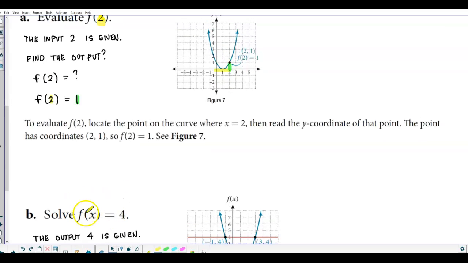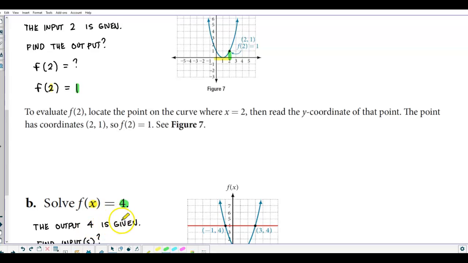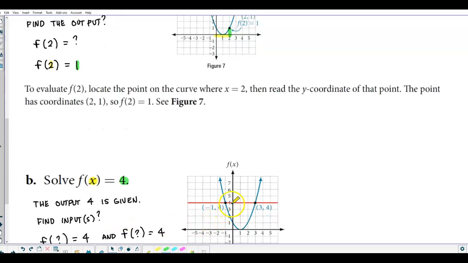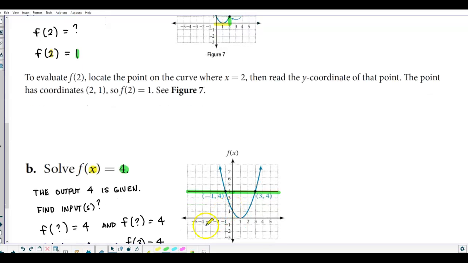Now part B, what it's asking us is, we're looking for x because we don't know what that is. That means we're looking for the input, but we're given the output, and the output represents the y-coordinate. So the output 4 is given. So that means here at the value of 4, we're going to draw a line through the value of 4 on the y-axis.